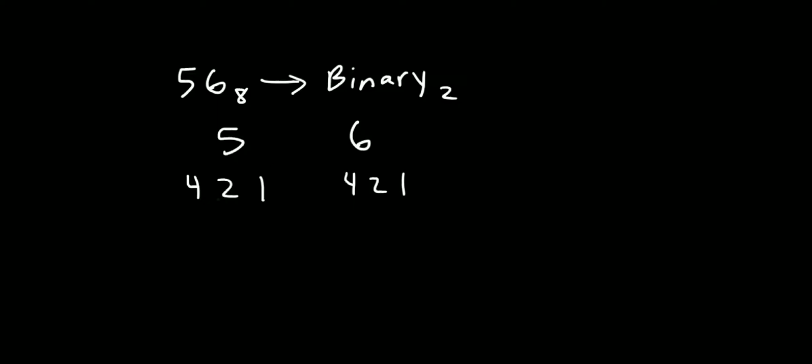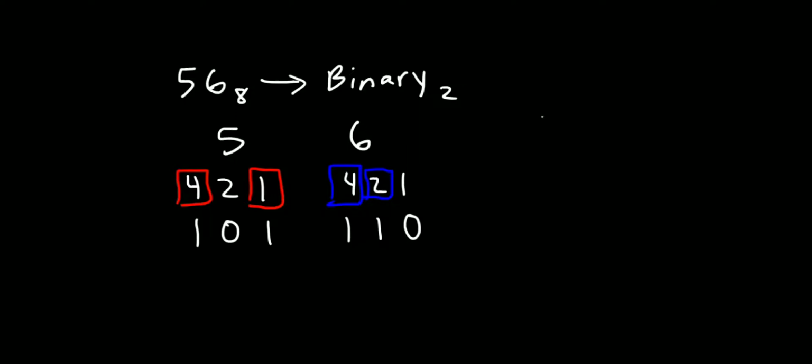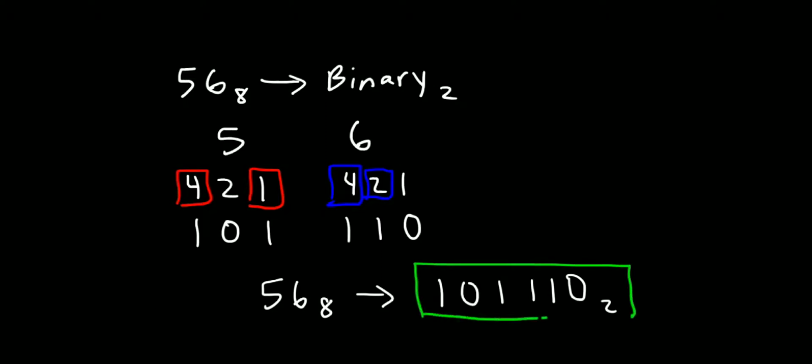So for 5, how will 5 come? We will write 1 below 4 and 1, and below 2 we will write 0. So it represents 4 and 1. For 6, we take 4 and 2, and below 1 we write 0. So this will be clear to you. Then we will write this sequence properly: 101 110. This is the binary equivalent of this number. I hope this is clear to you. This is the answer.